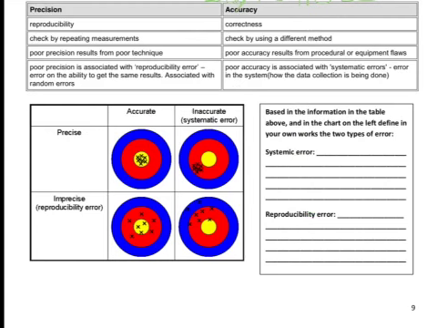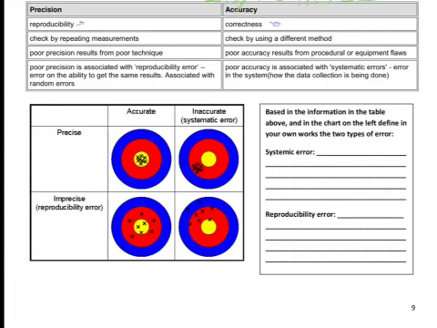Now, precision versus accuracy in science. It has to do with reproducibility if it's precision, if I can show it over and over and over again. So this requires at least 3 data points. Whereas accuracy, only 1 data point is required. I just need to know, is it correct? Precision, you need to check by repeating measurements. And accuracy, you need to check by using a different method.